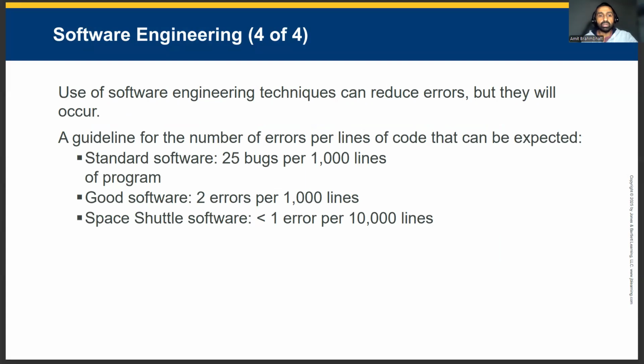The final slide on software engineering addresses the unavoidable reality of software defects and sets expectations for typical error rates. Standard commercial software might contain around 25 bugs per thousand lines of code. Well-engineered, high-quality software may reduce this to around 2 errors per thousand lines. The extraordinary engineering behind space shuttle software drove defect rates even lower, fewer than 1 error per 10,000 lines of code, through rigorous methods and exhaustive testing.